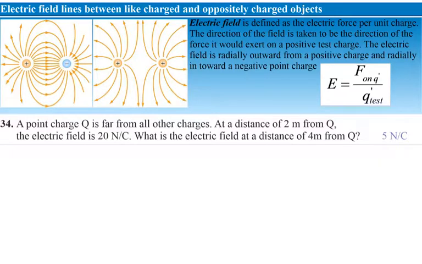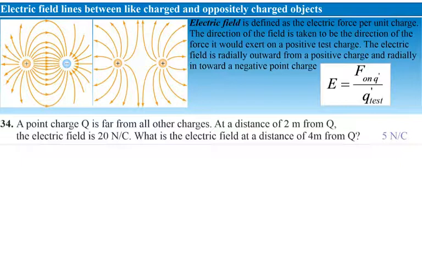I'm going to solve for you also a few questions related to electric field. If you have positive charges, electric field lines come out of it. If you have negative charges, electric field lines come into the negative charge. So here's a question. A point charge Q is far from all other charges. At the distance of 2 meters from Q, the electric field is equal to 20 newtons per coulomb. What is the electric field at the distance of 4 meters from Q?